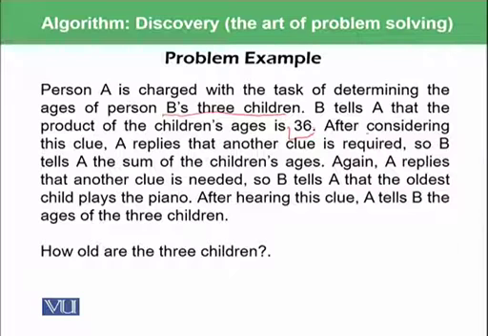Then after considering this clue, person A replies that another clue is required, and B tells A the sum of the children's ages, but we do not have the sum right now. And again A replies that another clue is needed. So B tells that the oldest child plays the piano.